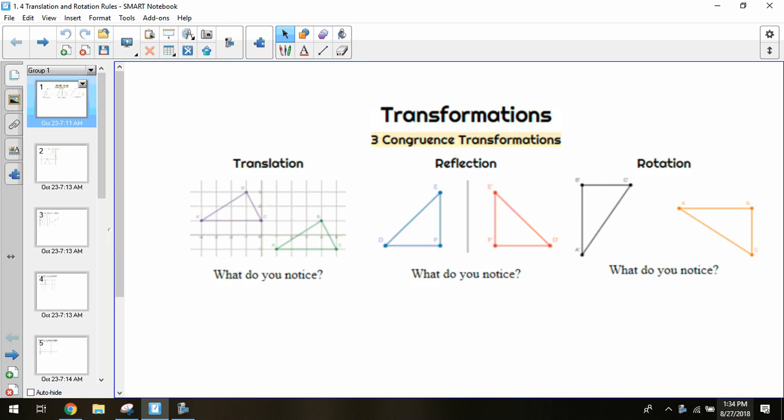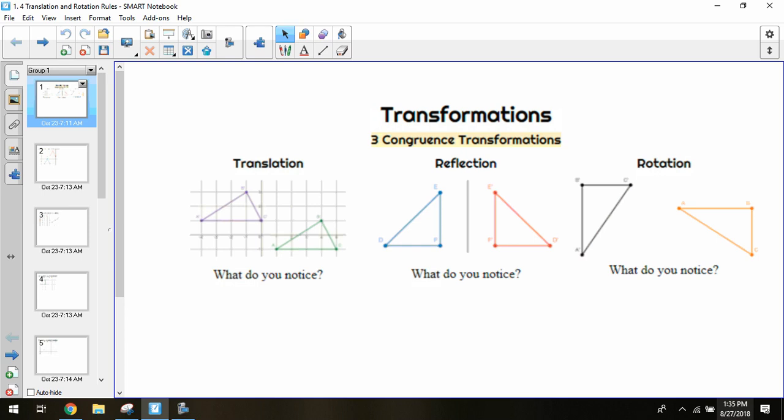So we have these three transformations: translation, reflection, and rotation. If you remember from last week, our fourth transformation, because we talked about four, was dilation. What dilation did was that it grew, it changed sizes. But the reason these three are different is that they stay the same. They do not dilate, they do not change size like the others.